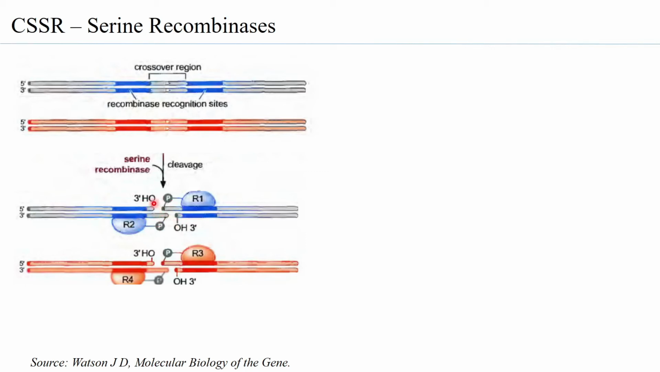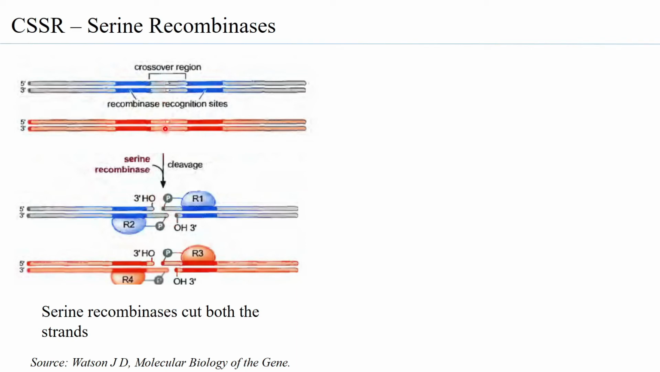It is not a blunt cut, it is a staggered cut. But the phosphate is always bound to the recombinase per se, leaving the 3' OH free. Another important fact that you must understand over here is that the serine recombinases are cutting both the DNA strands. It's not one, but it is cutting both the strands of the DNA.